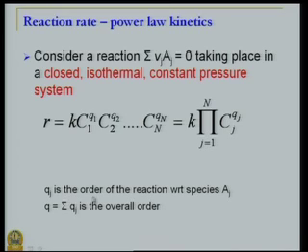So, qj is the order of the reaction with respect to species Aj, and this is the simplest form of power law kinetics. We call this qj the order with respect to Aj, and if you sum up all these qj's, we get q, what we call the overall order.